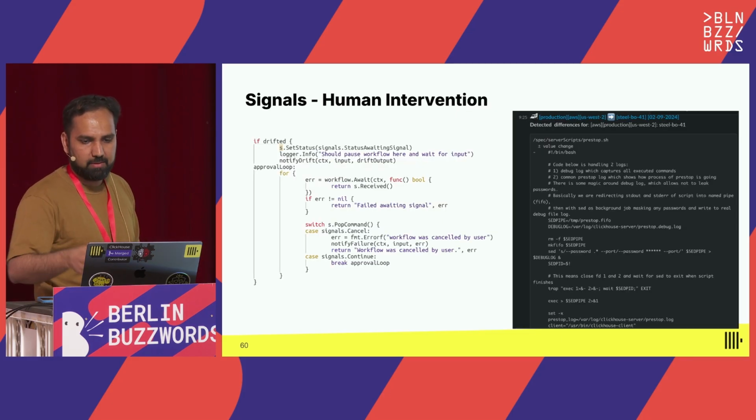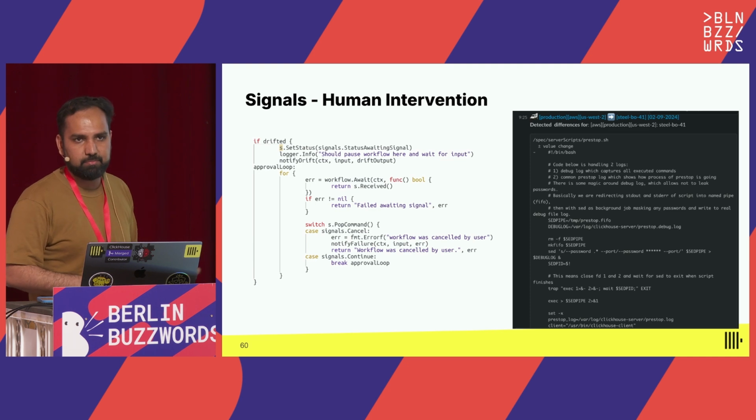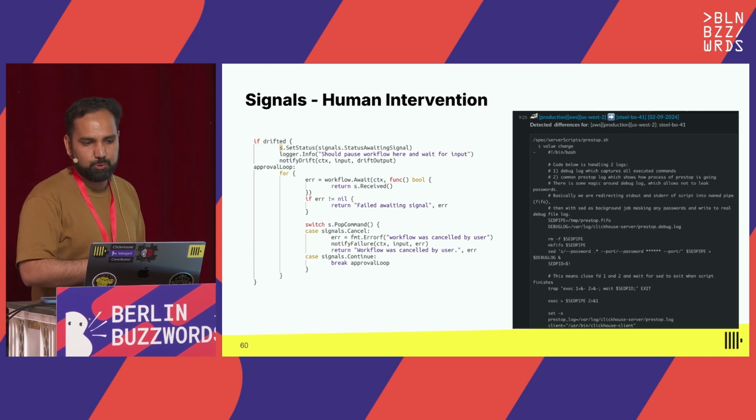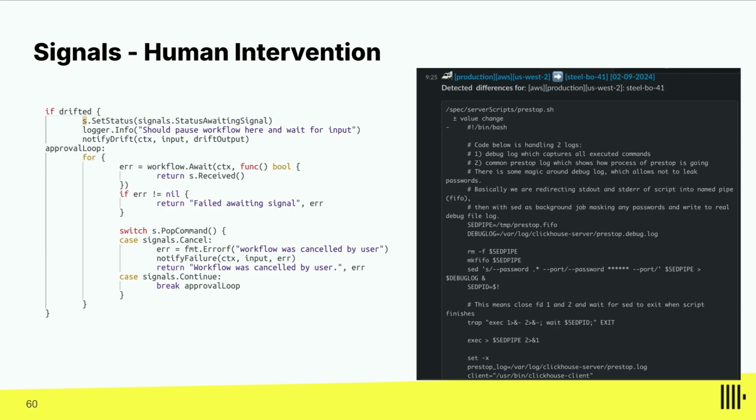Yeah, and this is an example of human intervention, right? So we detected some configuration drift when we were doing the migration, and so you send a message on Slack, someone debugs it, someone updates the configuration, and then eventually all of these things can get sorted out.